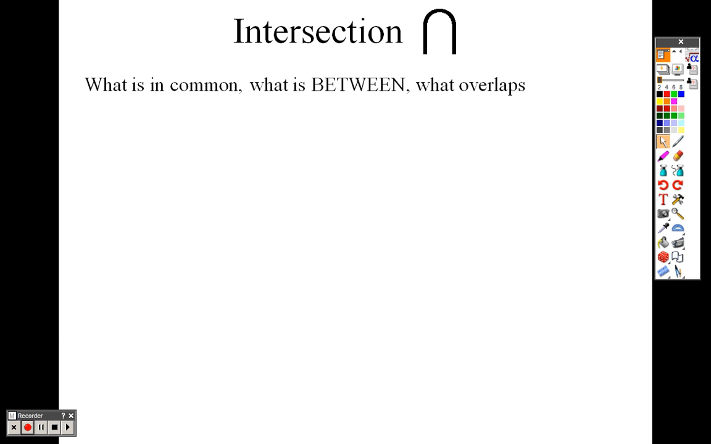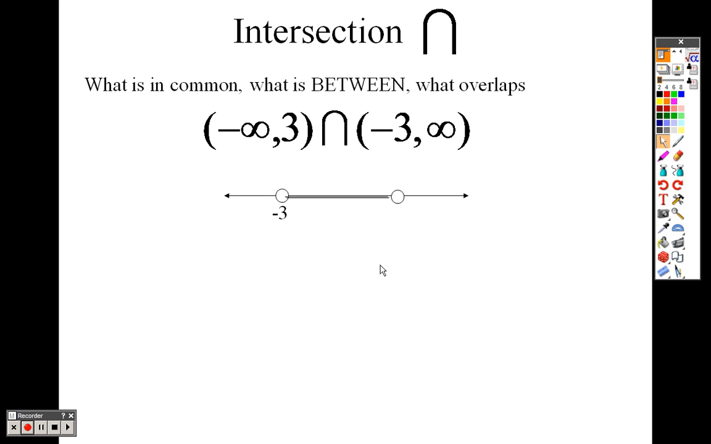Intersection looks like that. Now I know you would say, why don't they just put an I? I honestly don't know why, but probably because I is used for complex numbers, so they don't want to get things too confused, so they just flip the U and put an intersection there. Intersection basically means what's in common, what's in between them, what overlaps between them. So what is the intersection between this interval and this interval? I've written down the intervals for you. There's negative 3, and there's 3, and there's a whole bunch of stuff in between where they overlap.